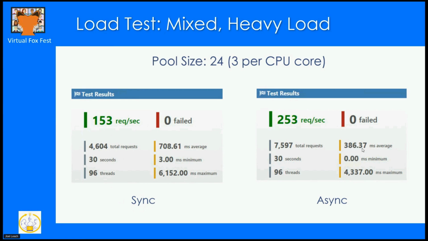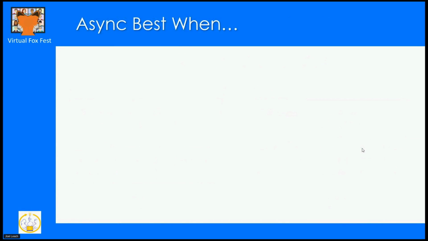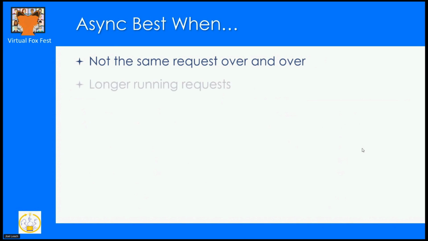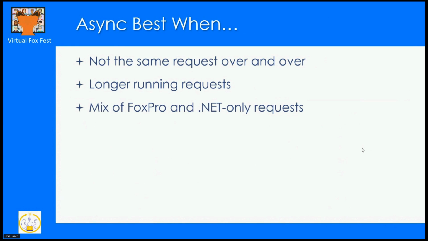There are more tests in the white paper. In the examples, I spent way too much time doing this. But from those, I came up with the following conclusion, that async is going to do better under the following conditions. First of all, when you're not running that same request over and over. When some requests take longer to run, perhaps because they are pulling data from disk or over a network. When there's a mix of DotNet2Fox and .NET-only requests, not every request being a call to FoxPro.